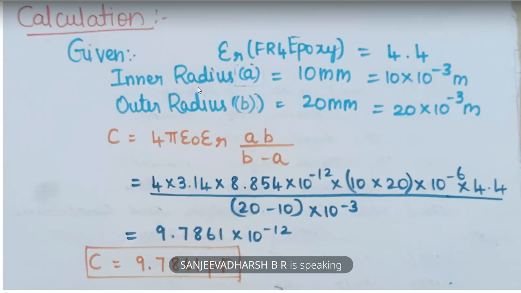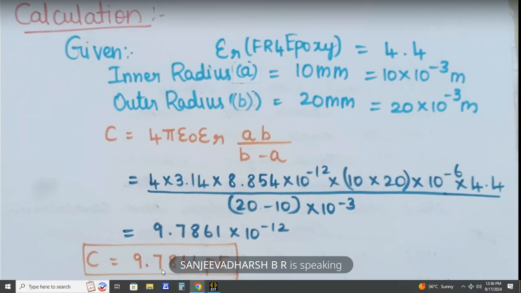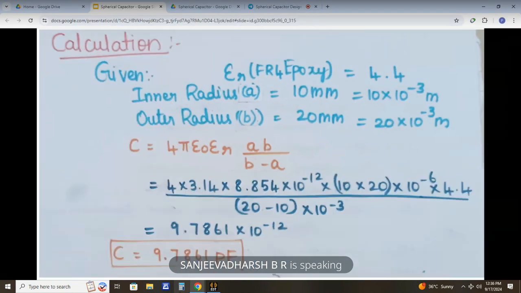I have substituted the inner radius, outer radius, as well as the epsilon naught values in the spherical capacitor formula. After substituting, I am getting the value as 9.7861 into 10 power minus 12. As you all know, 10 power minus 12 is nothing but picofarad. Hence C equal to 9.7861 picofarad. This is the value I get. So let's enter into the ANSYS Maxwell simulation part.